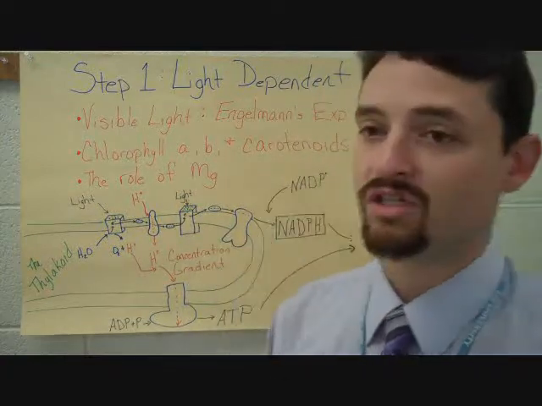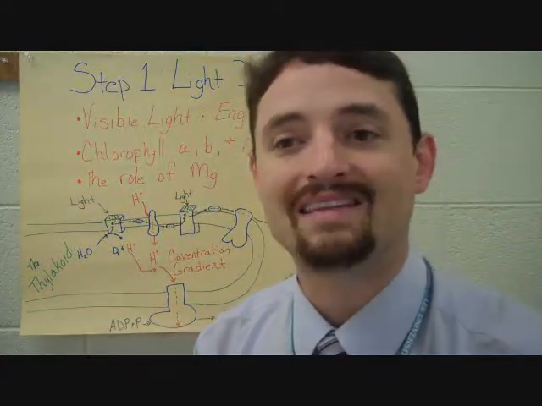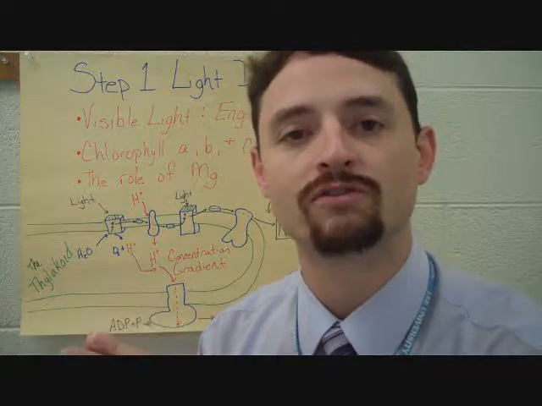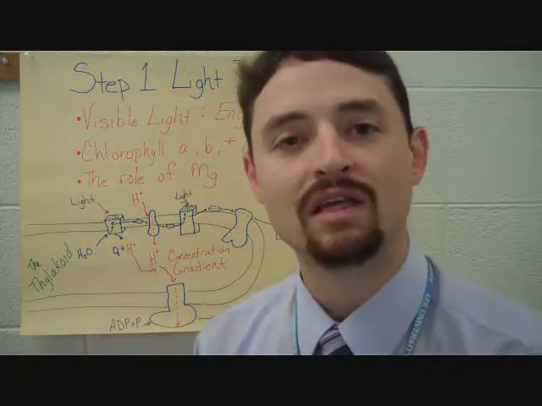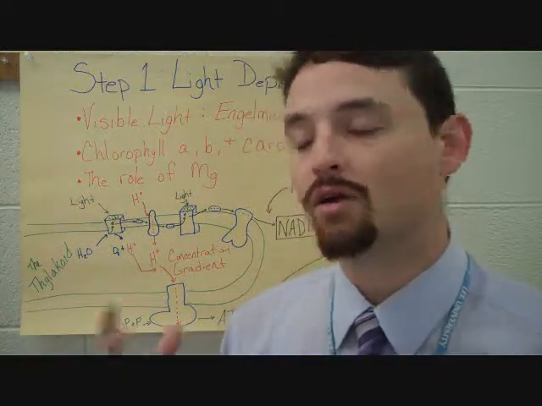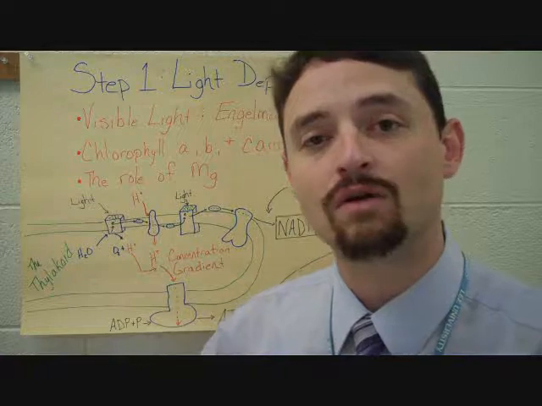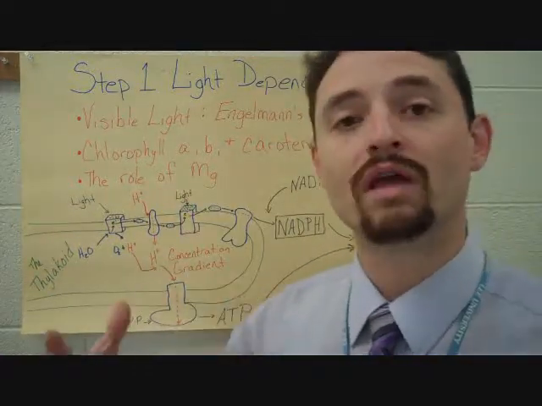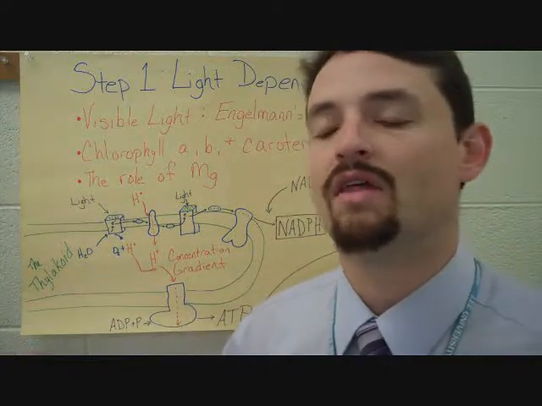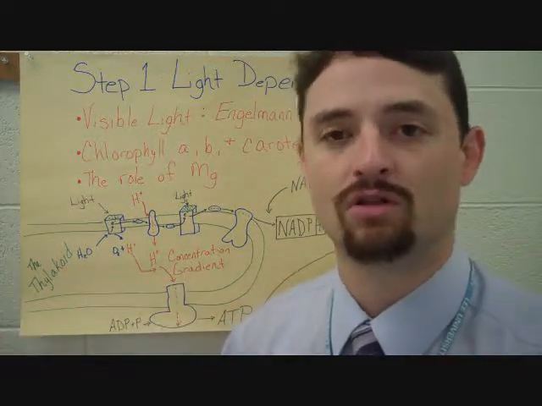The carotenoids you see more in plants that have purple or red fruits, yellow fruits, orange fruits, as well as in deciduous forests when the leaves start to change colors. The chlorophyll A and B is what shuts down. The carotenoids are still going, and that's why you start to see some of those orange and red and yellow leaves, because it's reflecting those colors of light.